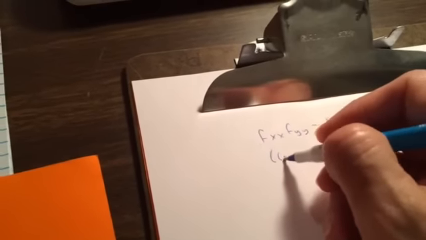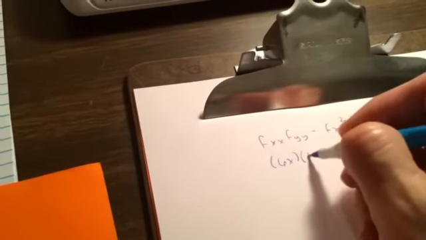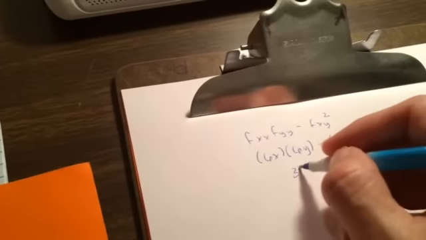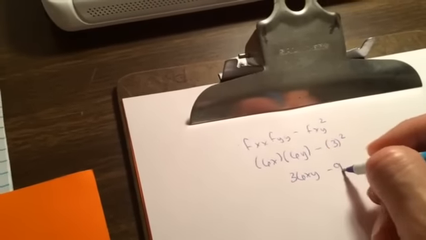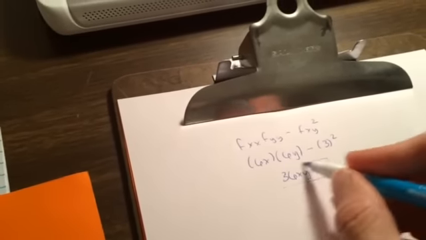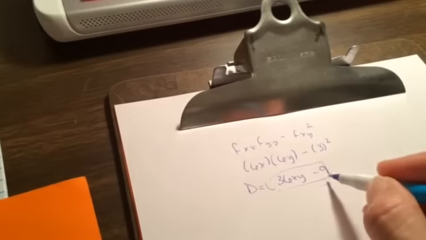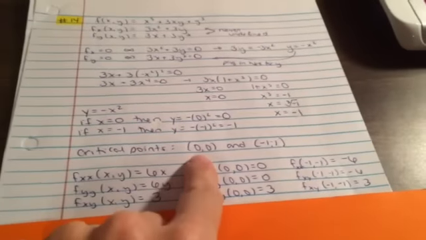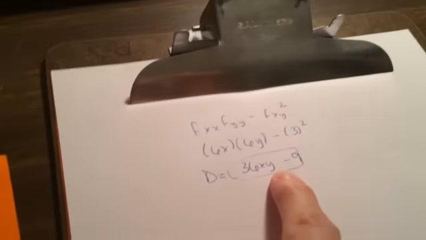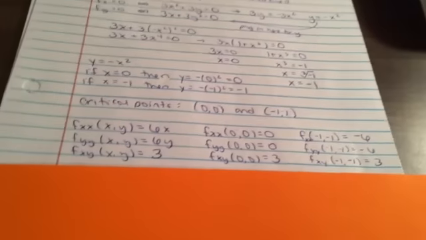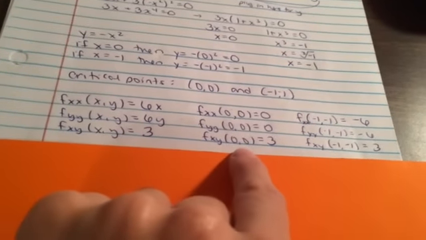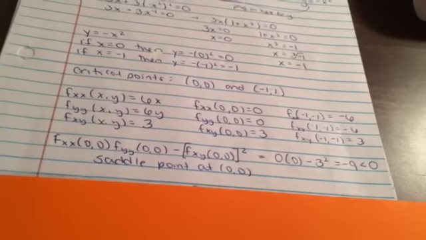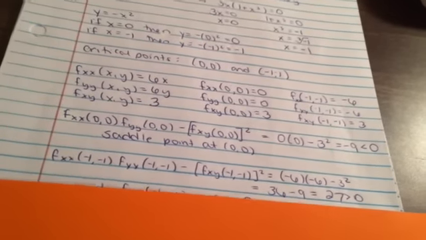Okay, so fxx is 6x, fyy is 6y, fxy is 3. So this would be 36xy minus 9. And so you could take this, which is the discriminant. I think the book uses capital D, I may be wrong. You could take this, and then you could plug these points into this. That's another way to do it. I don't know why I did it this way in my notes, but whatever. They both work. So I plugged in 0 to each of the second derivatives. I plugged in negative 1 into each of the second derivatives. And then I found my discriminants.